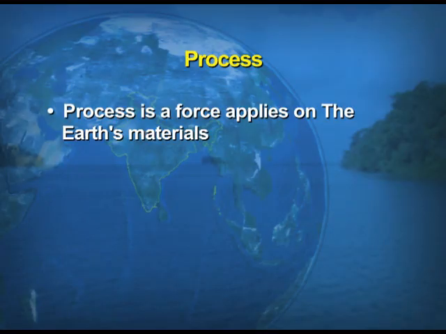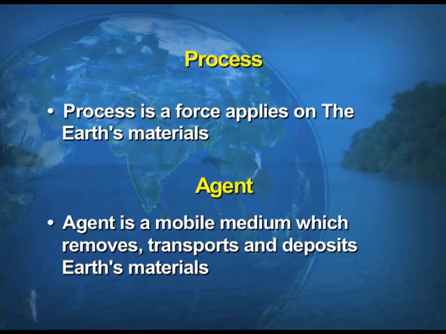Now, we are using certain terminologies in this chapter, like one is process. I would like to explain what the process is. It is a force which applies on the earth's material, that is known as process. And when we talk about an agent, now what is an agent? Examples I have just given you, like river, wind, glacier, these are the different agents. It is a mobile medium which removes, transports and deposits the earth's material at some other place. So this is the action of the agents.